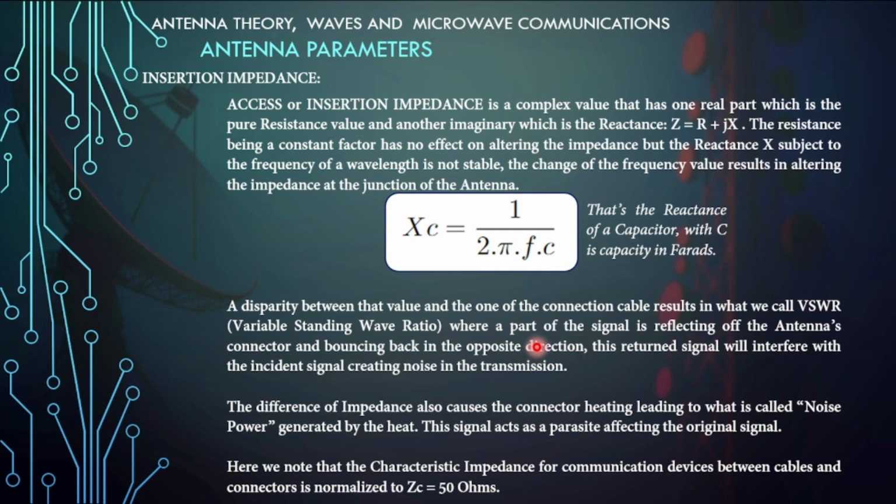The two signals interfere against each other. This return signal will interfere with the incident signal, creating noise in the transmission. That's the main problem. Not to mention, if you have a change of impedance, this will cause a heat problem, which will also create what is called noise power, a parasitic signal coming from the thermal energy, altering the values of different electronic components and creating an interfering signal. We will talk more about that. So here we note that the characteristic impedance for communication devices between cables and connectors is usually normalized to Zc equal to 50 ohms.